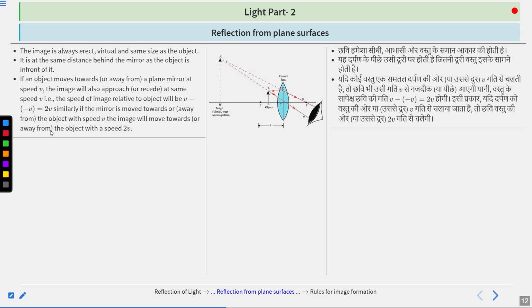If an object moves towards or away from a plane mirror at speed v, the image will also approach or recede at the same speed v. Therefore, the speed of the image relative to the object will be v minus (minus v) equals 2v. Similarly, if the mirror is moved towards or away from the object with speed v, the image will move towards or away from the object with a speed of 2v. So remember this also.